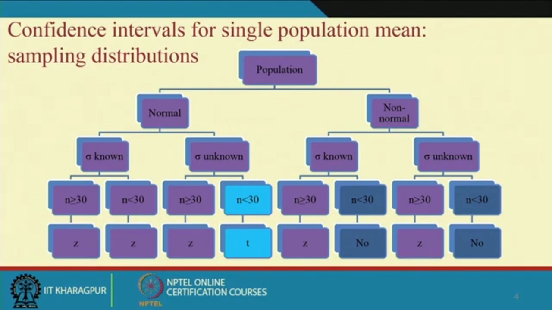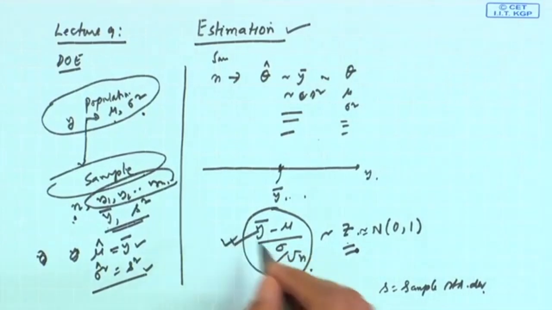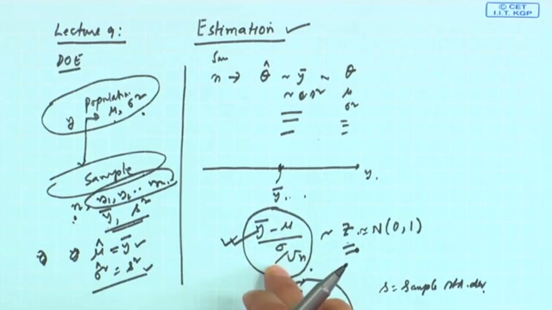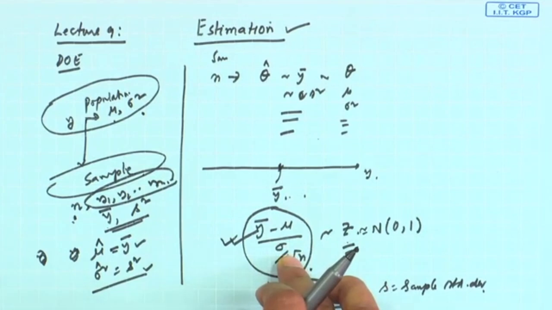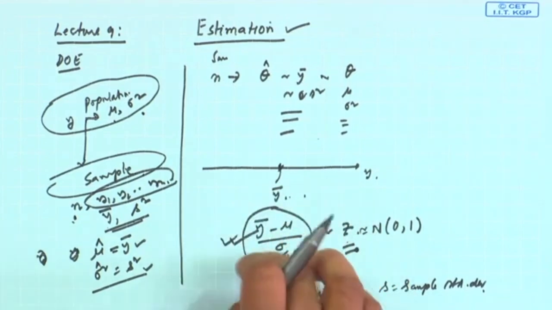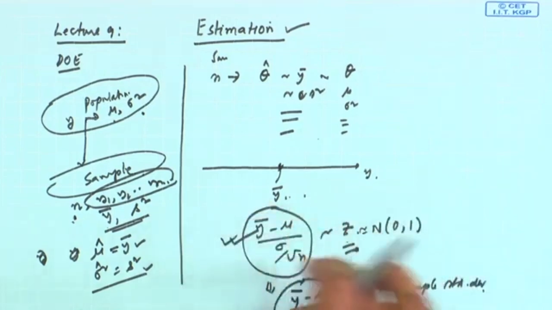Now, what will happen for a non-normal situation? If sigma is known and n is greater than or equal to 30, then you can use the z distribution. This quantity follows z distribution irrespective of whether it is coming from a normal or non-normal population when n is large. Okay. Suppose n is small, coming from a normal population, n is small, sigma is known. We do not know what the resultant distribution of this will be; it is not known.